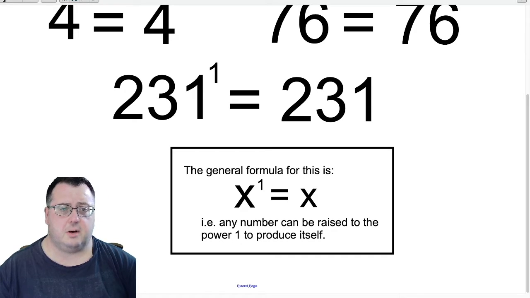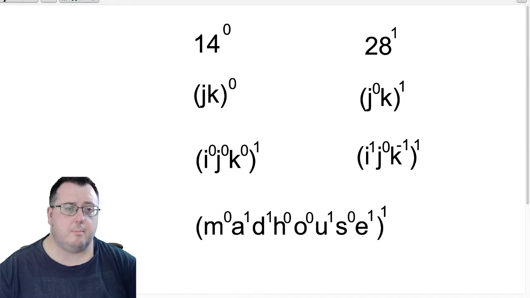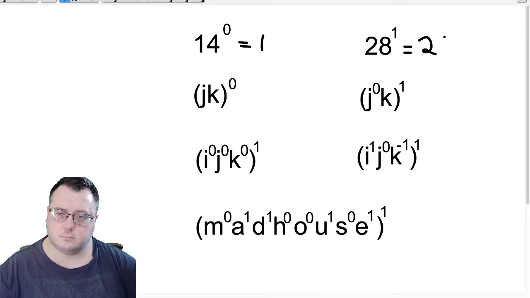Going to do some examples now of these laws. I'll get my pen. 14 to the power 0, anything to the power 0 is 1. 28 to the power 1, anything to the power 1 is itself. jk to the 0, anything to the power 0 is 1.